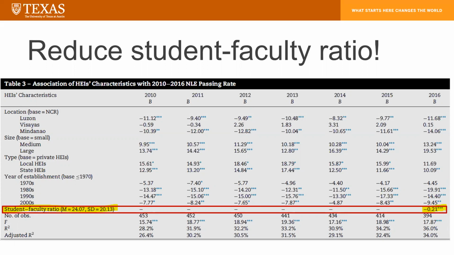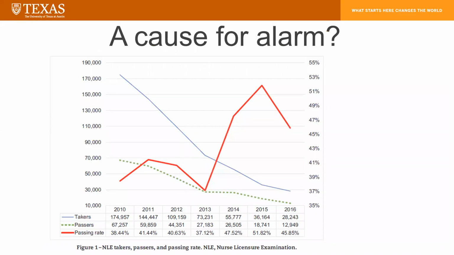So what's interesting also is that what I showed you was a more specific view of nursing schools, but what I really want to show in this presentation is that we have a decreasing trend of nurse takers and passers, even though there's an increase in the passing rate for the past few years. The red line is the passing rate. So there was a dip in 2013, then it recovered for 2014, 15, 16, although there seems to be a going down trend for 2015 and 2016.